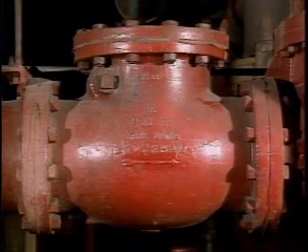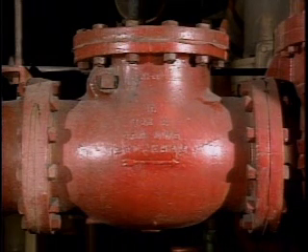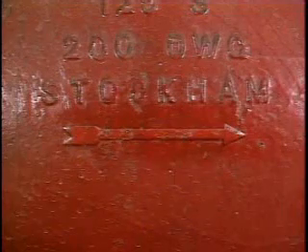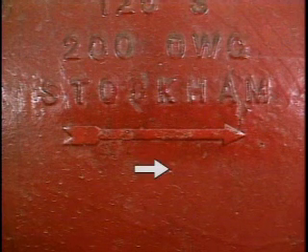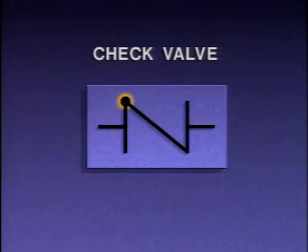There's usually some type of notation on the valve that indicates the direction of flow through the valve. For example, flow through this valve is in this direction. The dot on this symbol indicates the side of the valve where fluid enters, so flow would go through the valve in this direction. This is another symbol you may see used to represent a check valve. It uses an arrow to indicate the direction of flow.